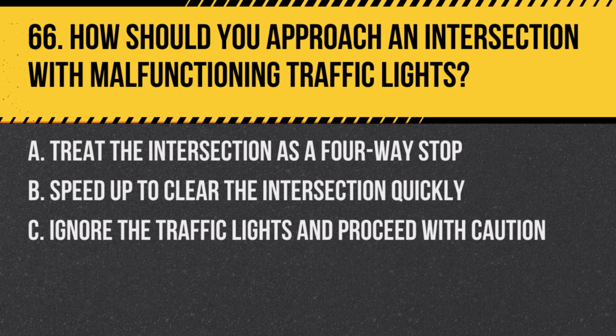Question 66. How should you approach an intersection with malfunctioning traffic lights? A. Treat the intersection as a four-way stop. B. Speed up to clear the intersection quickly. C. Ignore the traffic lights and proceed with caution. Answer: A. Treat the intersection as a four-way stop.